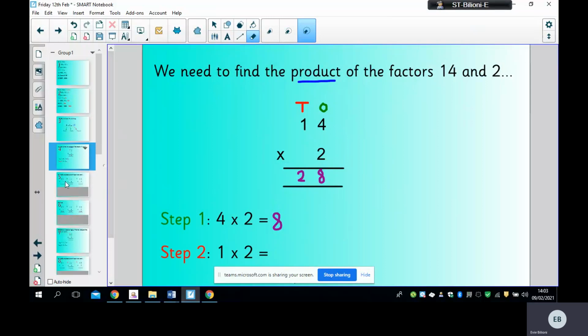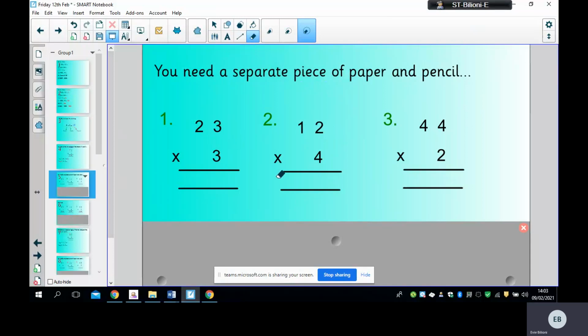So now it's your turn to have a go. Hopefully your pen doesn't go weird on you like mine did. So grab your pen and paper and have a go at working out these equations. So pause the video now to have a go.